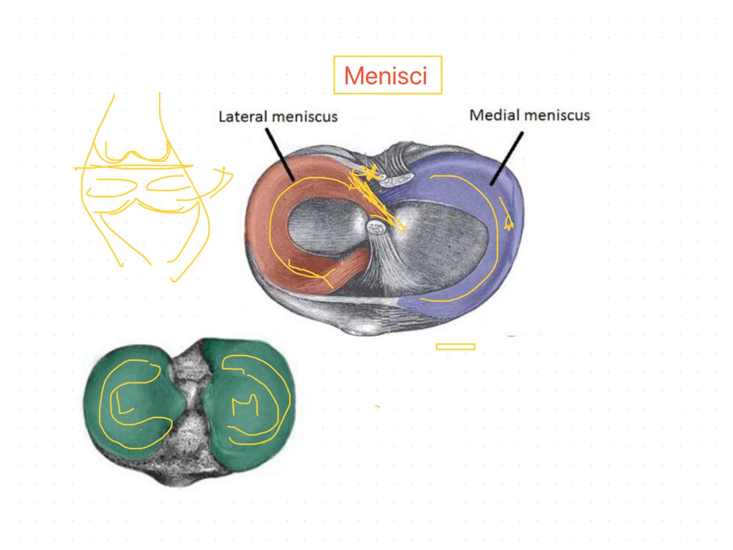The menisci serve as shock absorbers. They help in lubricating the joint cavity. Because of their nerve supply, they also have a sensory function. They give rise to proprioceptive impulses. So this is about the menisci.